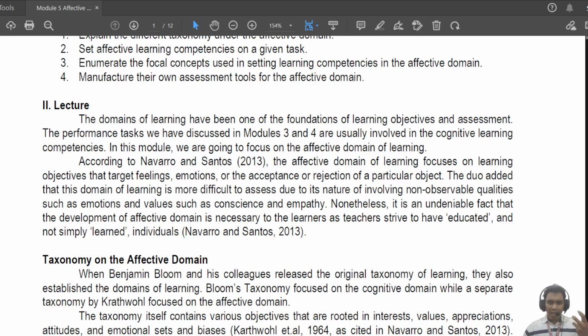Kasi ang discussion when it comes to the assessment of the affective domain is, it's really hard, as stated by Navarro et al. Because this focuses more on the non-observable qualities such as emotions and values such as conscience and empathy, sabi ni Navarro and Santos. Kasi nga naman, how can we say that a person is good? How can we say that a person is honest? Lalong-lalo na kung wala tayong mga opportunities to observe such displays of values. That's why this domain is quite hard to measure.